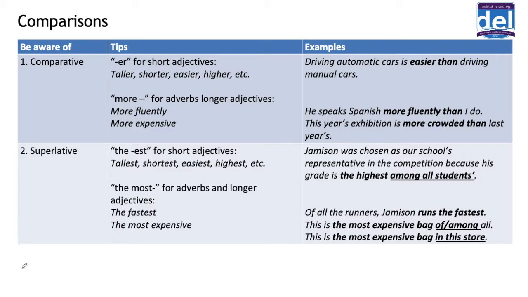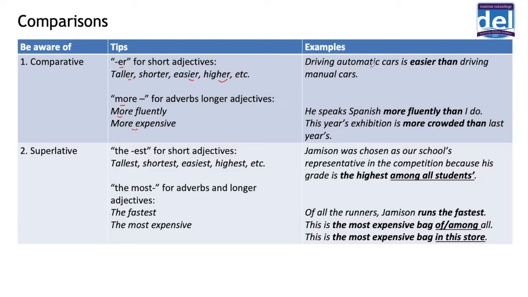Now I'm gonna show you several things that you need to be aware of when identifying or reviewing the use of comparisons in a sentence. The first is comparative degree. We call it lebih in bahasa Indonesia. For example, lebih panjang, lebih tinggi, and many others. For short adjectives, we add er at the end of the word. For example, tall, taller, short, shorter, easy, easier.